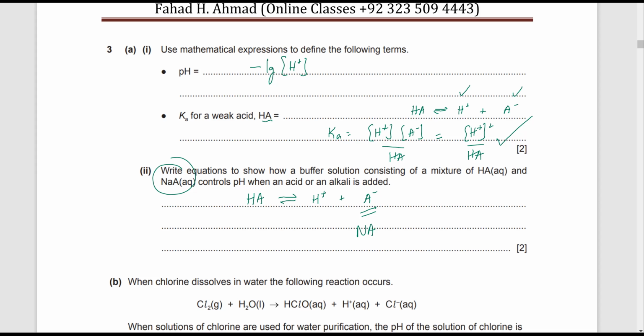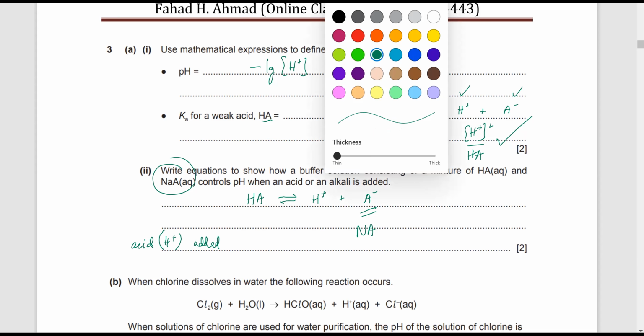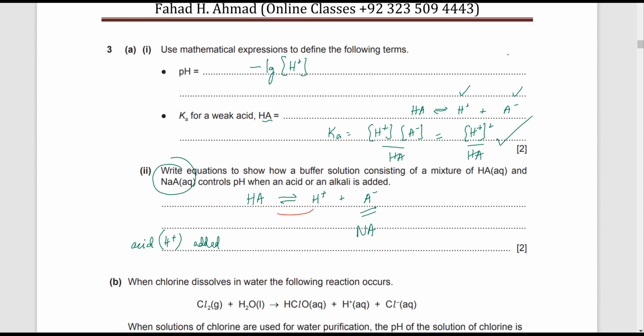Anyways, he's just asking what would happen when an acid or an alkali is added. So the first thing is, what would happen if an acid is added? Acid has H+ ions. So what would happen if it's added? If you add more H+ ions, the equilibrium is going to shift in the backward direction. So just write the reaction in the backward direction, H+ plus A- produces HA.